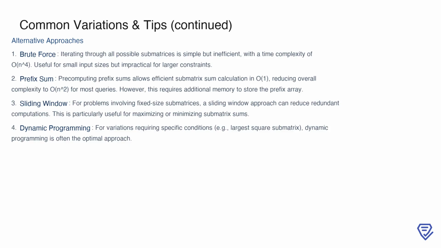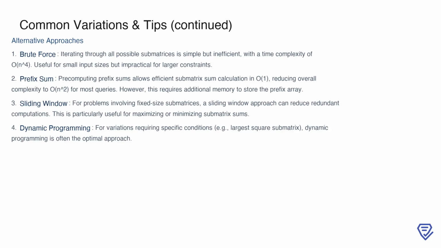A more efficient option is the prefix sum method. By pre-computing prefix sums, you can retrieve submatrix sums in constant time, reducing the overall complexity to O(n^2) for most queries. However, this approach does require extra memory to store the prefix array, so memory usage should be considered. Another technique is the sliding window approach, which is especially effective for fixed-size submatrices. By avoiding redundant computations, this method is excellent for scenarios where you need to maximize or minimize submatrix sums.